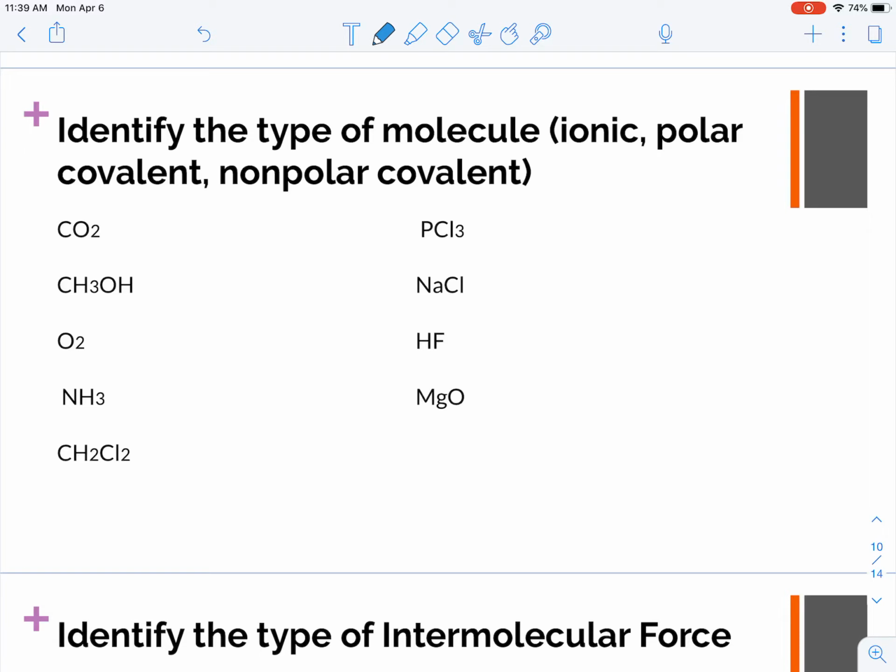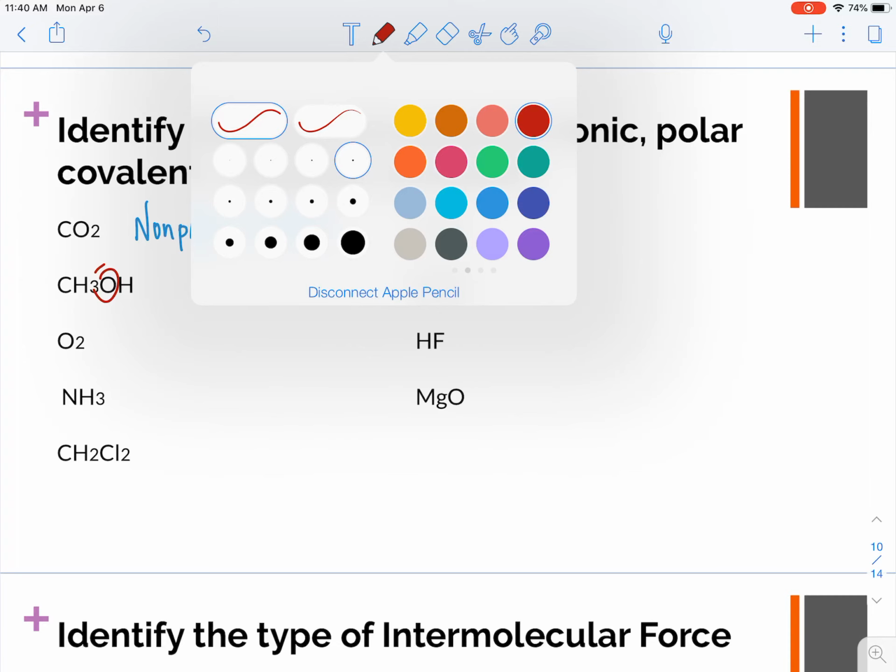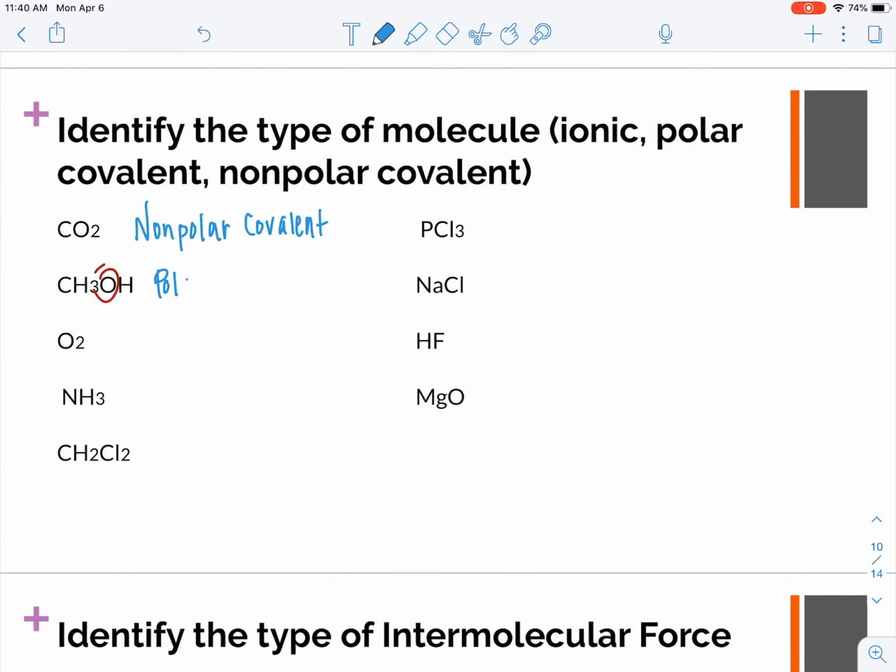We'll start with carbon dioxide, which is covalent, specifically nonpolar covalent. And I know this because if you drew the Lewis structure, you would see this is a linear molecule where the dipoles cancel. The next one here, methyl alcohol, has an oxygen. And that oxygen, as you guys know, makes this molecule have a greater electronegativity on one end. And therefore, because of that polar bond and asymmetrical shape, this is polar covalent.